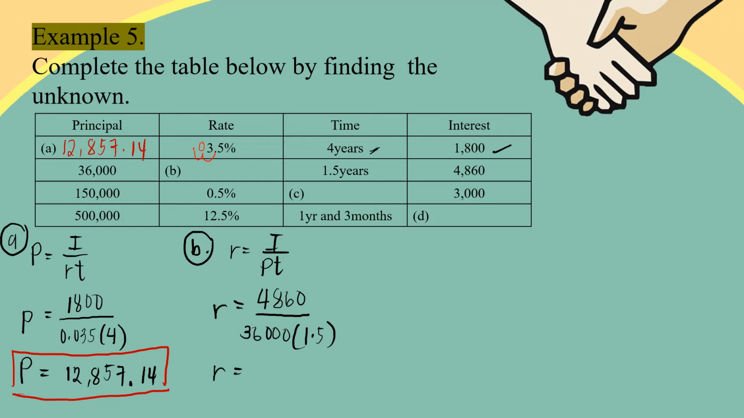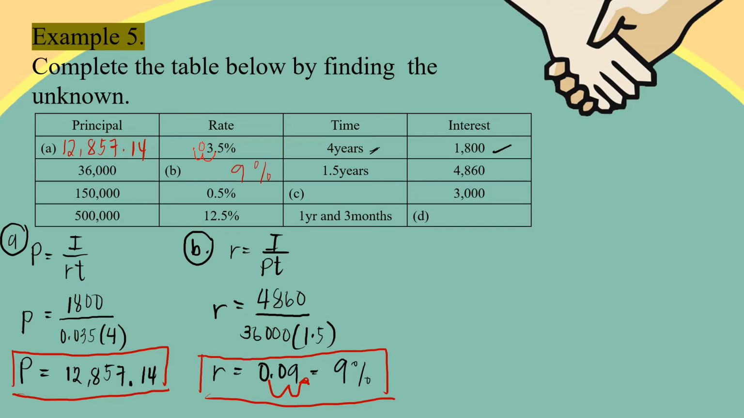Lagay na lang natin agad, then solve. Kapag in-input natin sa ating calculator yan, ang magiging answer is 0.09, or times natin sa 100, or move tayo ng dalawang point. Ang makukuha nating interest ay 9%. Ang rate natin is 9%. Okay, so 9% yung nakalagay dito.